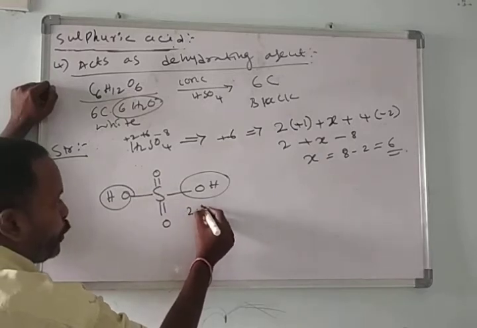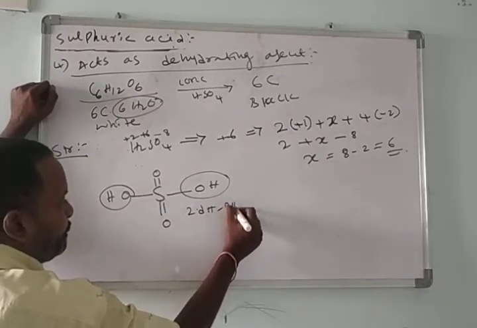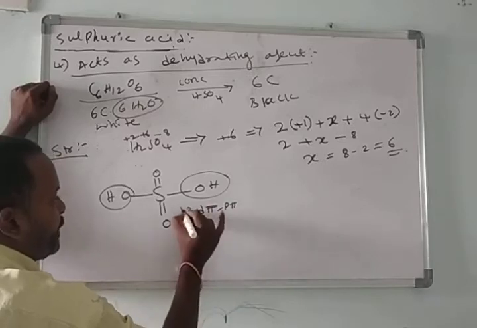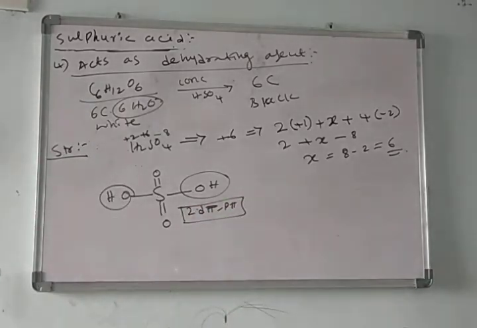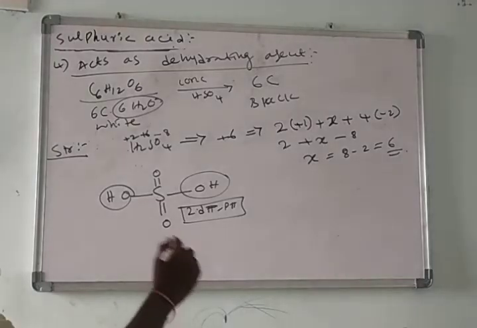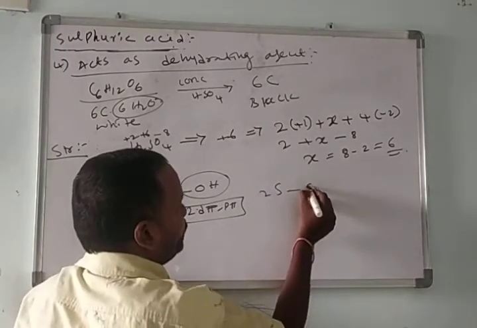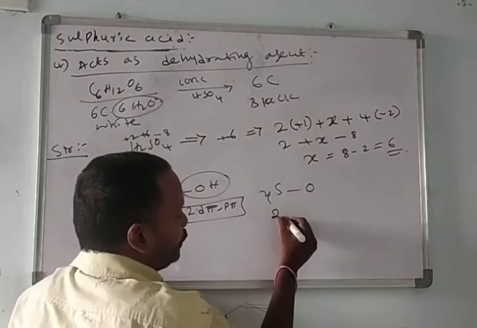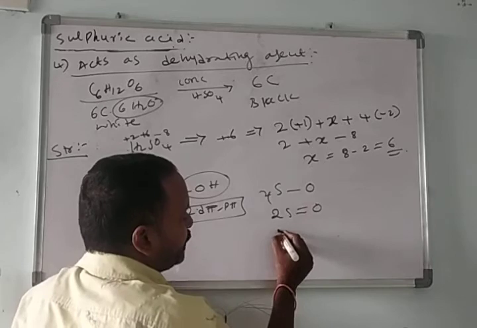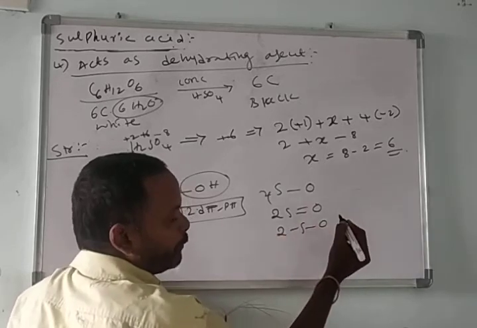It has 2 d pi p pi bonds. In sulfuric acid we have the 2 d pi p pi bonds. It contains 4 SO bonds. In that, 2 S double bond O bonds and 2 S single bond O bonds.